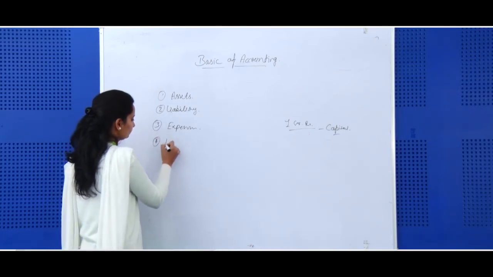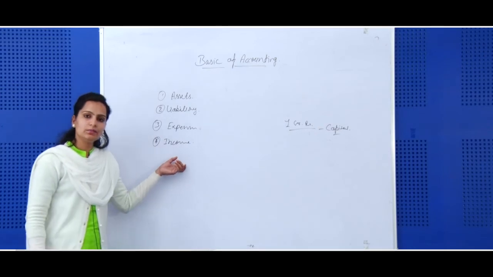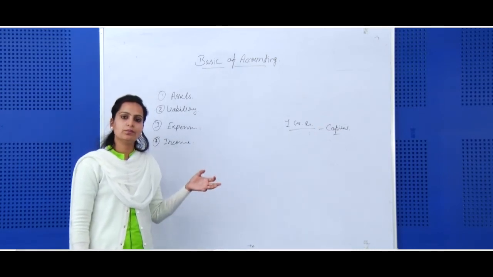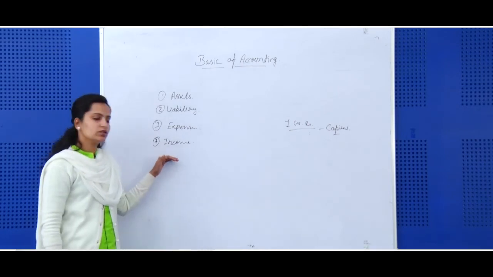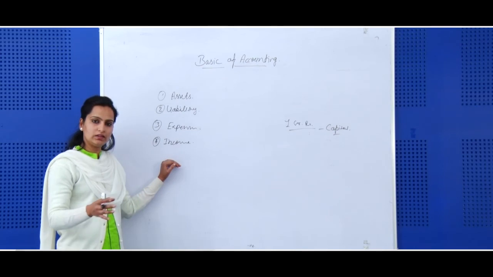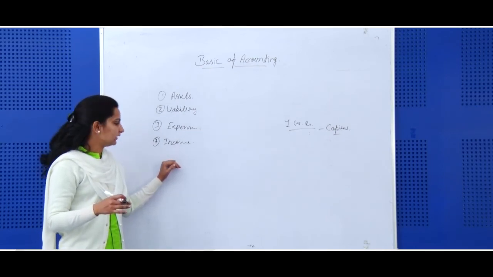Number 4, income. Income is what we get by running our business. We run the business just to generate a profit. So after the completion of a time period, what we get, that is our income.